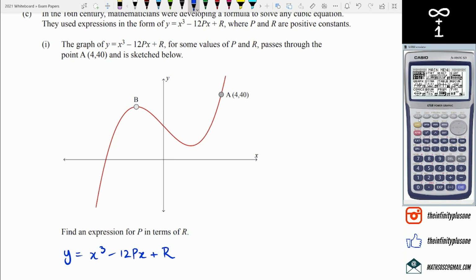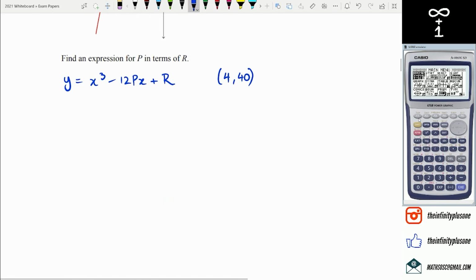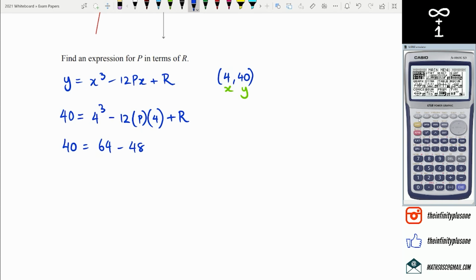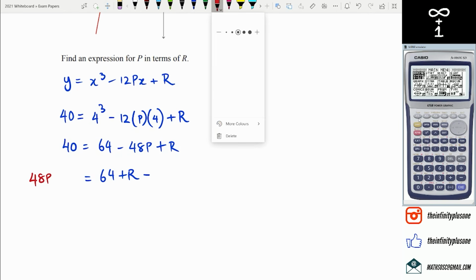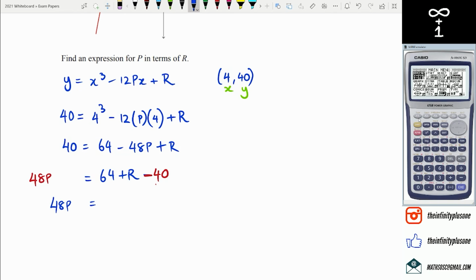Now they want P in terms of R, and they also let us know that it goes through the point 4,40. So all we're going to do is substitute 4 and 40 wherever x and y are. So we're going to get 40 is equal to 4 cubed minus 12 times P times 4 plus R. So we actually have 40 is equal to 64 minus 48P plus R. And I'm going to bring the 48P to the left-hand side, so it's going to become positive 48P equals 64 plus R. And of course, I'm going to switch over the 40 to the right-hand side, which makes it a minus 40. And so what I'm left with is 48P equals 24 plus R.